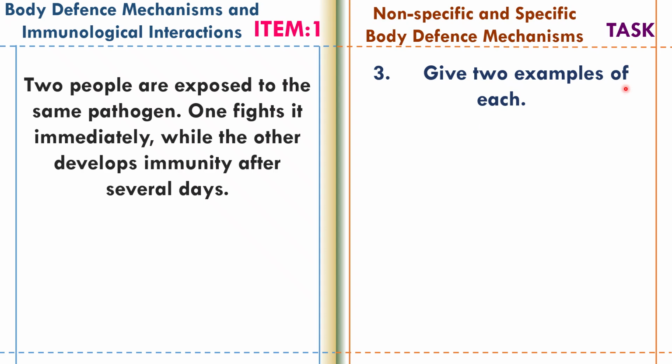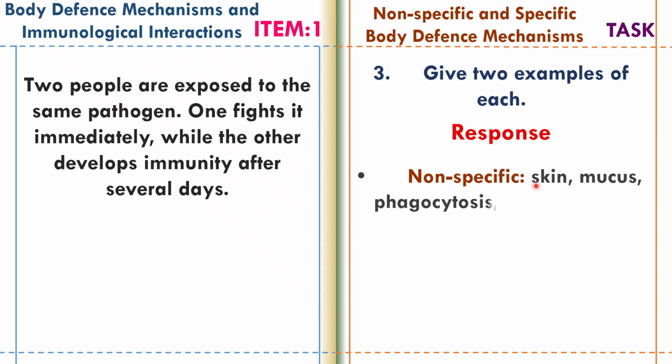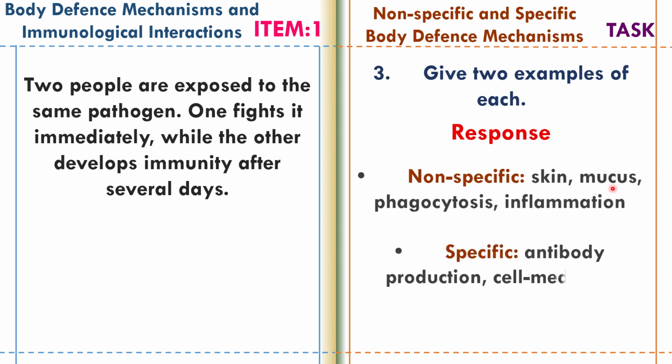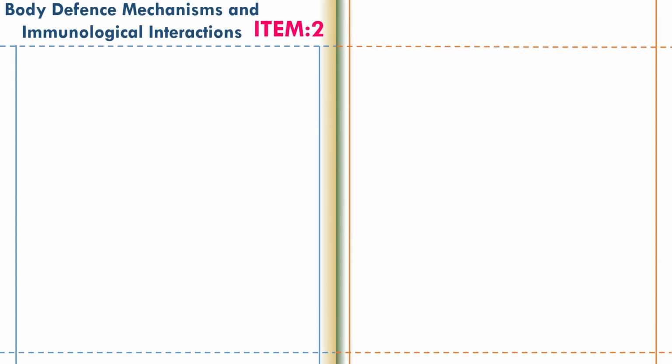Give 2 examples of each. Non-specific, we have the skin, mucus, phagocytosis, inflammation. Specific, we have antibody production, cell-mediated immunity. Body defense mechanism and immunological interactions. Item 2. Action of antibodies.